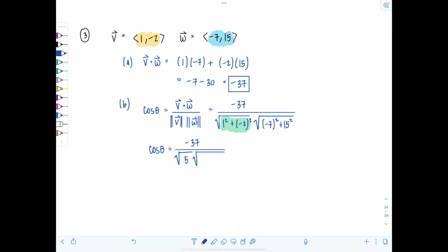Okay, so we've got square root of 5 times square root of 49 plus 225, which is 274. Let me double check. 49 plus 225. Yes, beautiful. Okay, you can multiply those by each other if you want. So this would be negative 37 over square root 274 times 5 would be, we have root 1370.